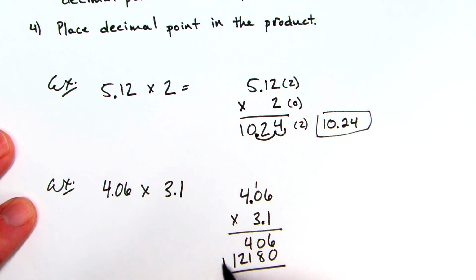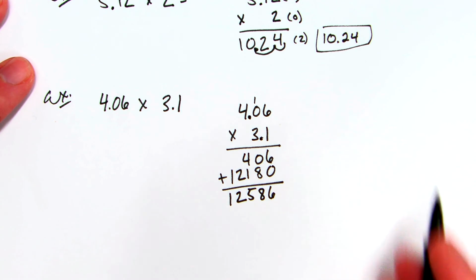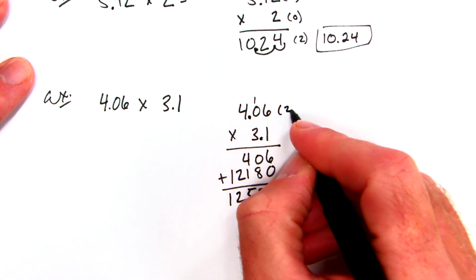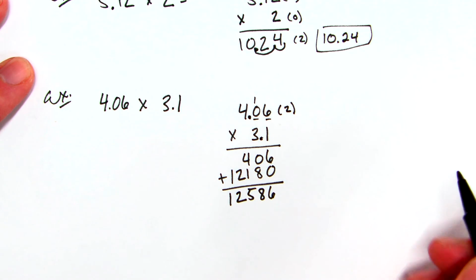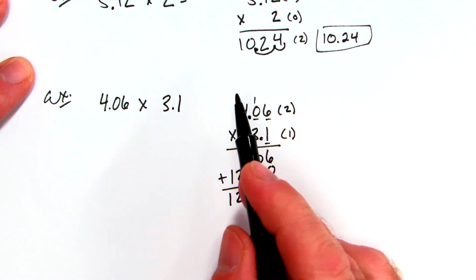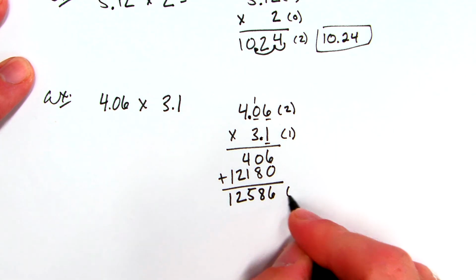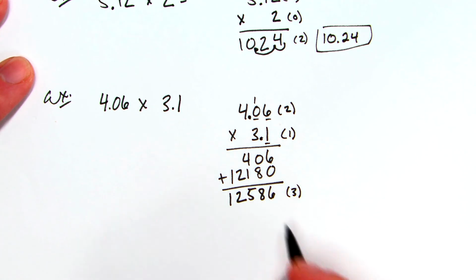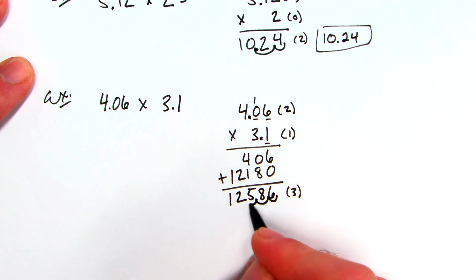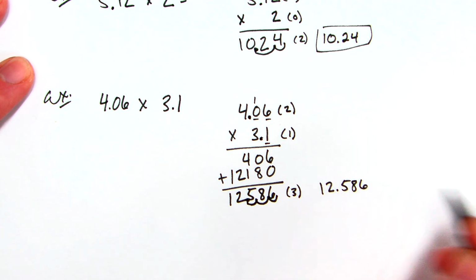All right, so after we've solved, we'll add these two partial products together. Now it's time to place the decimal point. I'll get that up in the camera so you can see it. All right, in 4 and 6 hundredths, there are 2 digits behind: 1, 2. In 3 and 1 tenth, there's only 1. So in my entire expression, there are 3 digits behind the decimal. So in my product, there needs to be 3 digits behind the decimal point. So we'll count over 1, 2, 3. So my product is 12 and 586 thousandths.